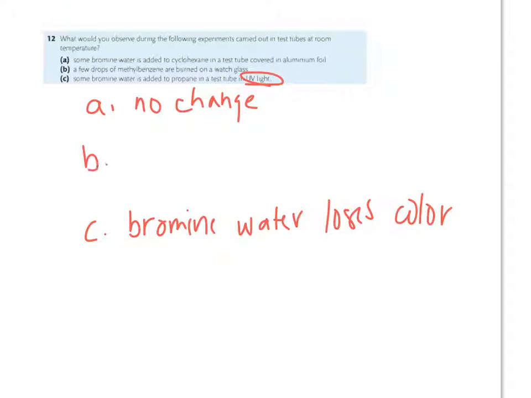And then B refers to an alkene. A few drops of methylbenzene, the ENE is my hint that it's an alkene, are burned on a watch glass. And what you're supposed to realize is both alkanes and alkenes will burn, but there will be a sooty flame when it's an alkene, at least sootier than if it were an alkane.